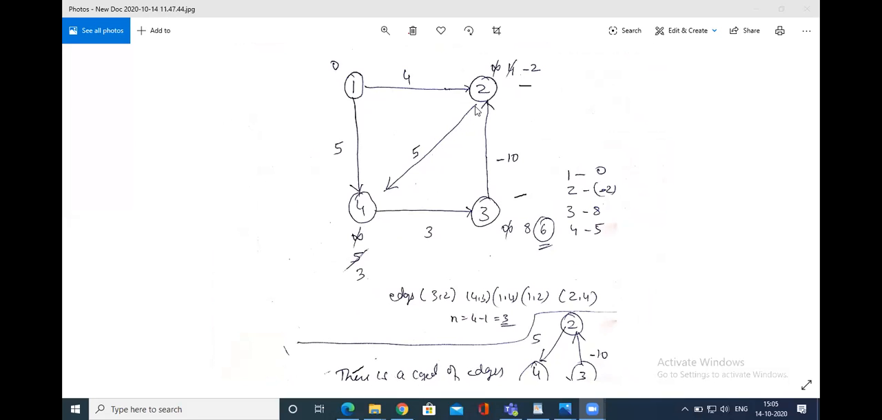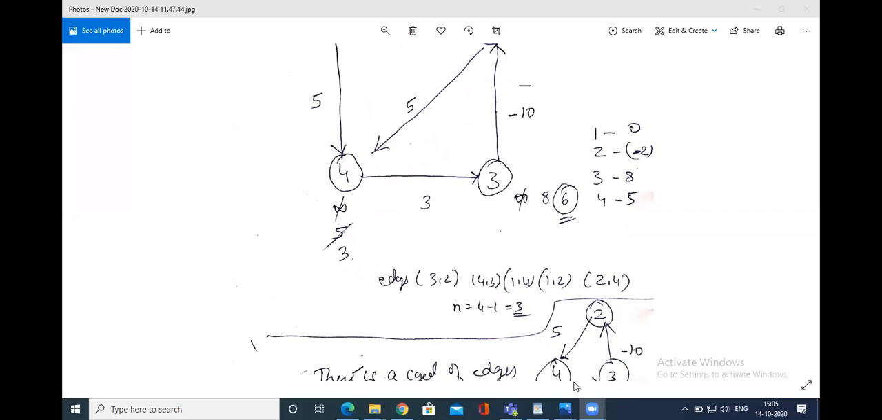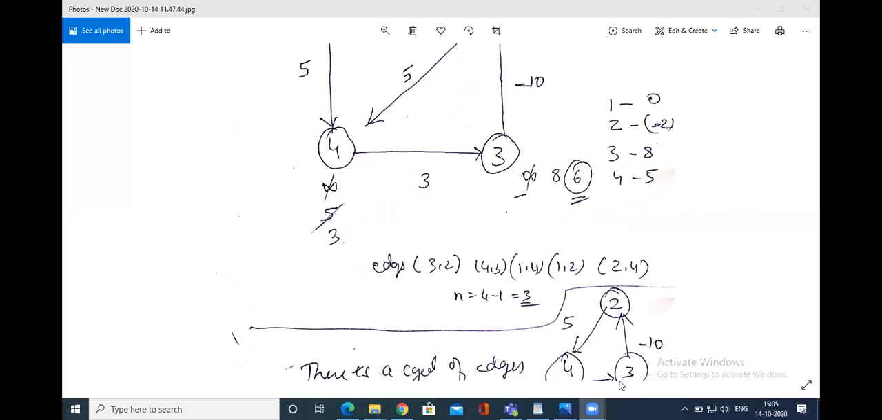What is the meaning? If you calculate this, all of you focusing here, 2, 4, 3, so if you calculate 5 plus 3 minus 10, you'll get minus 2. So this is called a negative weight cycle. That is, the total weight of the cycle is negative. In this case, the Bellman-Ford algorithm fails.